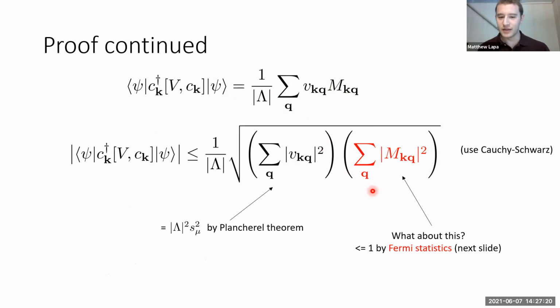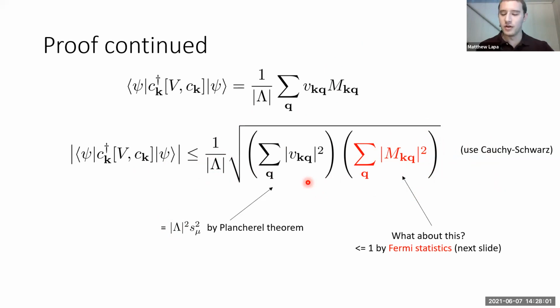And this sum over q here, by Parseval's theorem, will just give you the system size squared times the standard deviation of the disorder strengths. This lambda squared is under the square root, so that will cancel nicely with the factor of lambda in the denominator out here. So all of that is of order one. But then the question is, what is going on with this sum that involves this matrix M_kq? It turns out that by Fermi statistics, you can show that this is actually less than one, and that will allow you to get the bound of order one on this quantity.